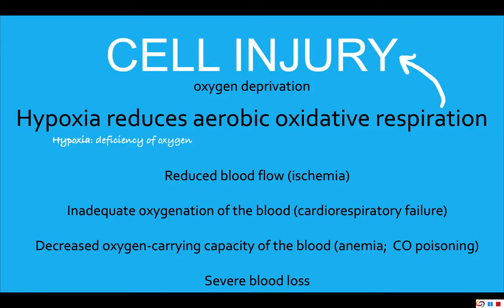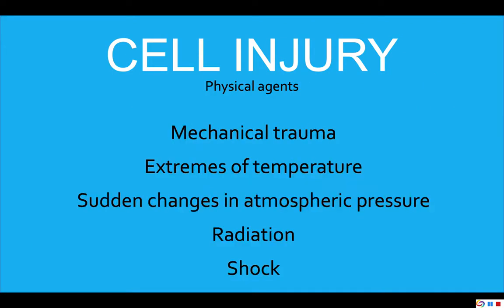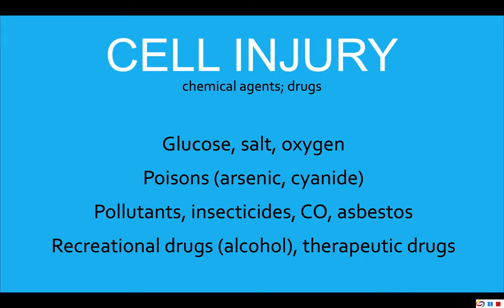Now, another thing that can cause cell injury are various physical agents. This could be things like trauma, temperature, so really hot, really cold, sudden changes in atmospheric pressure, radiation, shock. And once we get into later chapters, we're going to learn how each of these affects the cells. You can also have chemical agents or drugs, so things like glucose, salt, oxygen. Those are things your body normally needs, but if you have too much or too little, then that can cause cell injury. Poisons, that's kind of common sense, but things like arsenic, cyanide, those are going to injure your cells and your tissues.